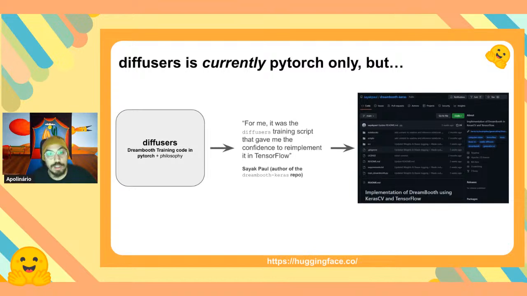I think it's cool to see that, for example, Sayak, one of the contributors for Keras for Stable Diffusion, and also the person that built the Dreambooth Keras library, our colleague at Hugging Face, has this quote where he says that for him, the diffusers training script gave him confidence to re-implement it in TensorFlow. So you can see that all the philosophy elements that I've presented lead up to one way to do Dreambooth that we could use on this event.